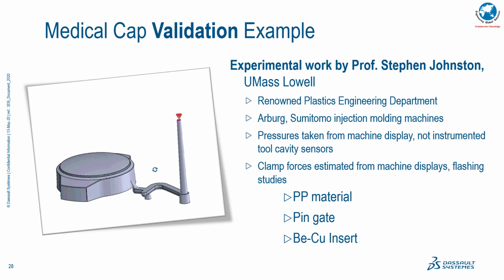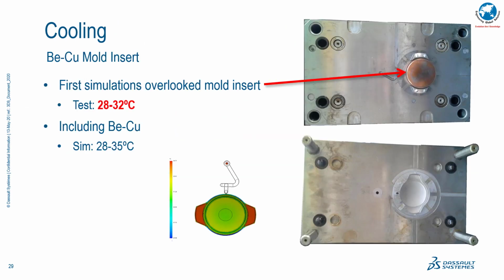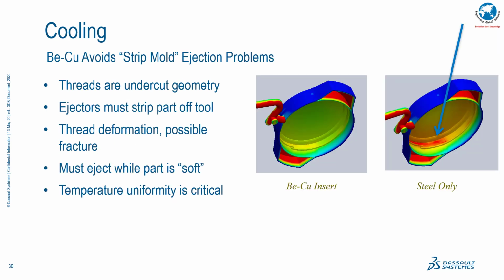They took a tool cavity sensor component with PP material, with a pin gate and a copper insert. They did two types of study, with the steel insert and the copper insert. They found the temperature of the insert is around 28 to 32 degrees. When they compared these results with the Sawdust simulation, they found a huge result. When they used the steel insert, the temperature distribution was not uniform, and thread deformation happened. And if they used the copper insert, then everything was normal.